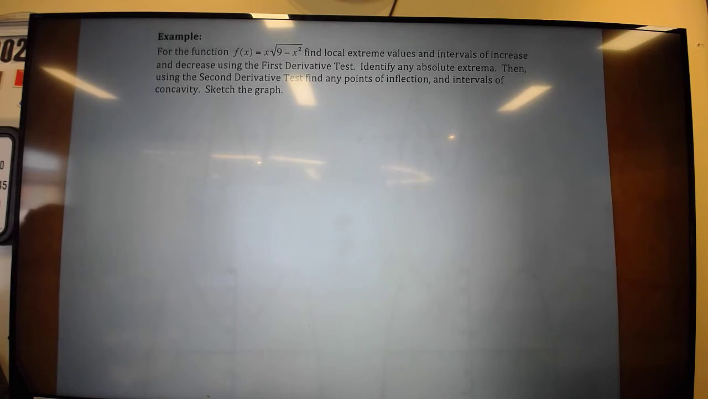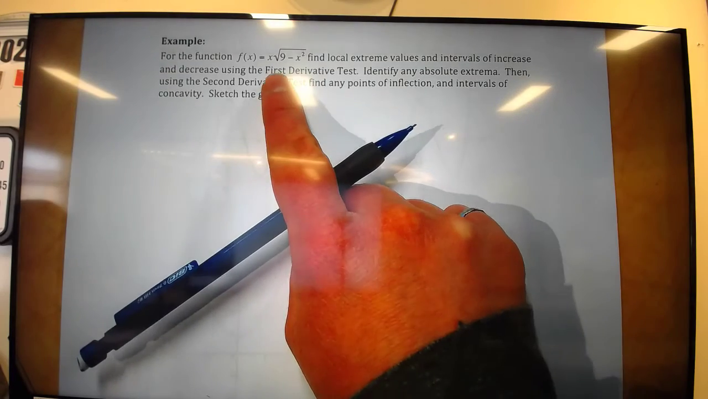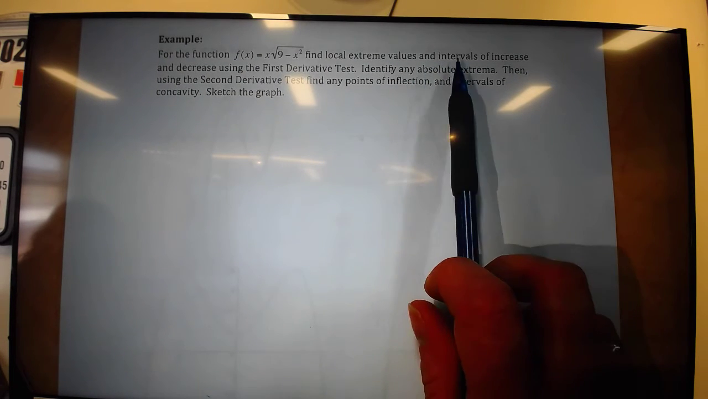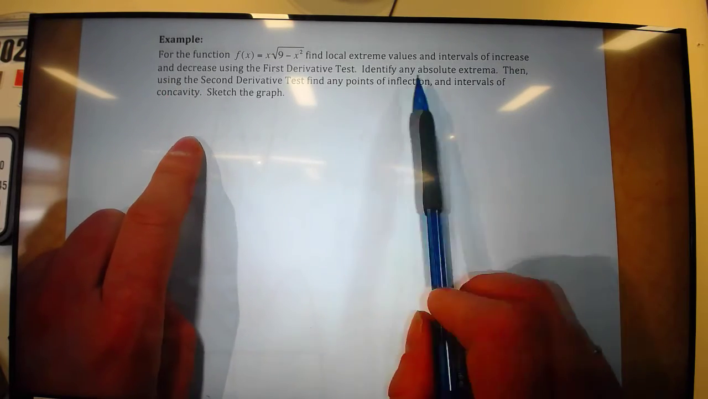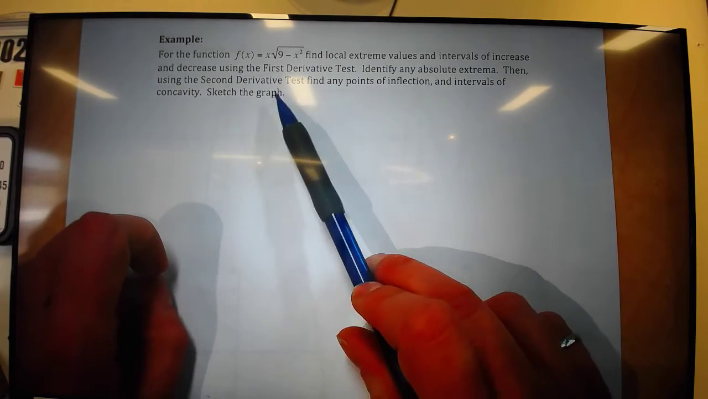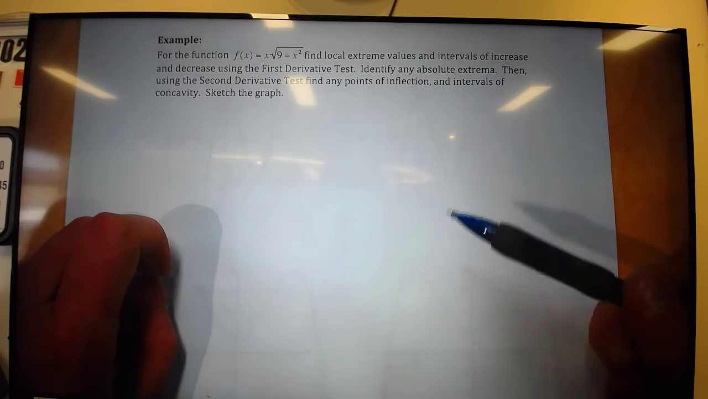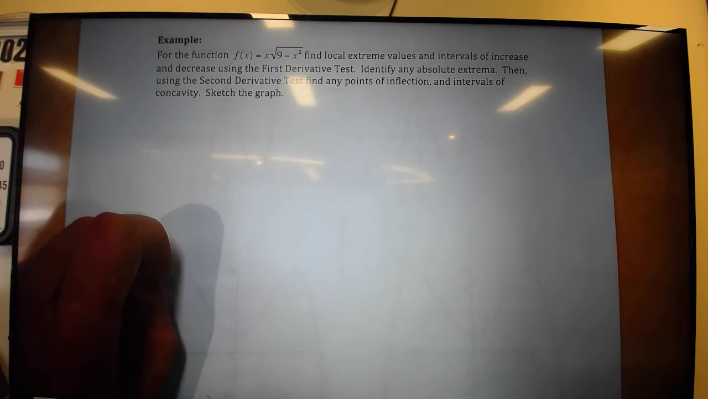Okay, one more example like this. So for the function f of x equals x times the square root of 9 minus x squared, we're going to find those local extreme values and intervals of increase and decrease using the first derivative test. Then we're going to use a second derivative test to find any points of inflection and intervals of concavity, and then we're going to sketch the graph. So this is going to take the whole page.